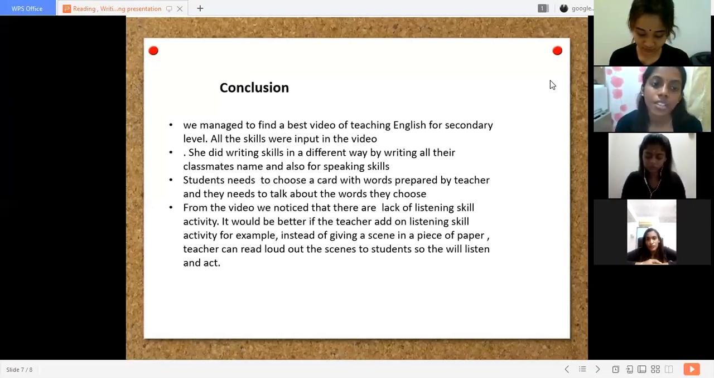In that video, the teacher did the writing skill in a different way by writing all their classmates' names, and also for speaking skills as well. Students need to choose a card with words prepared by the teacher, and they need to talk about the words they chose. So it will improve the students' writing and speaking skills as well.